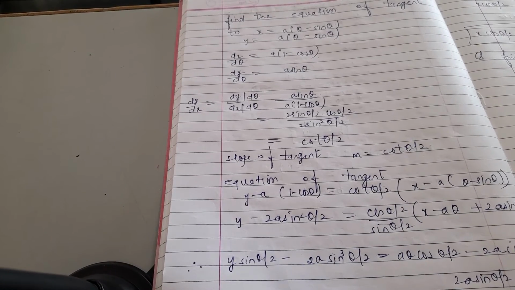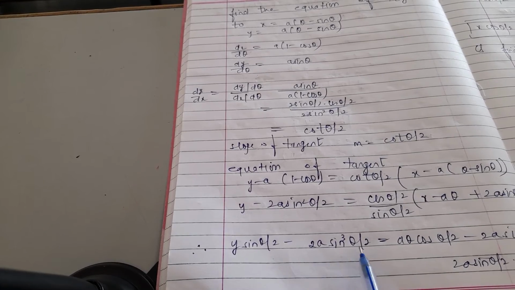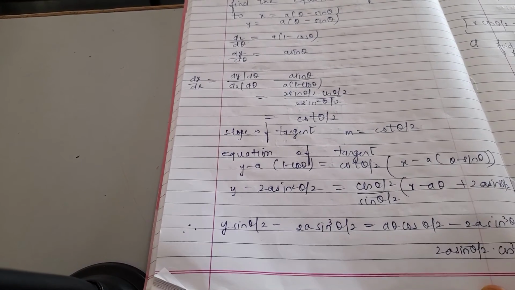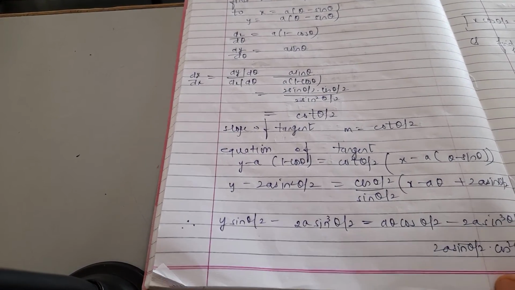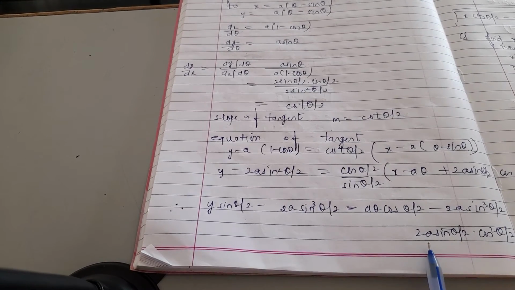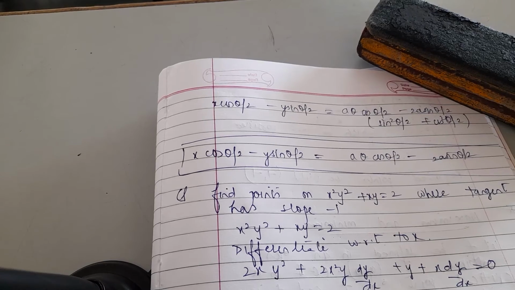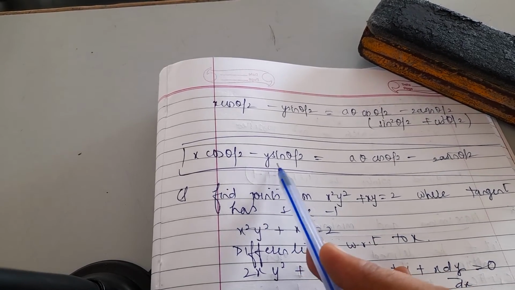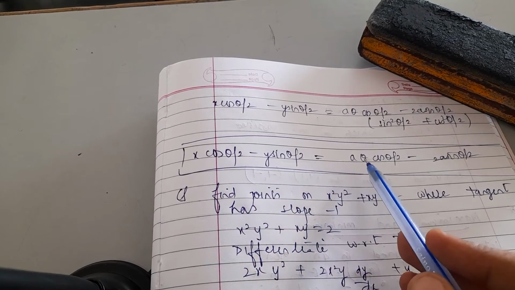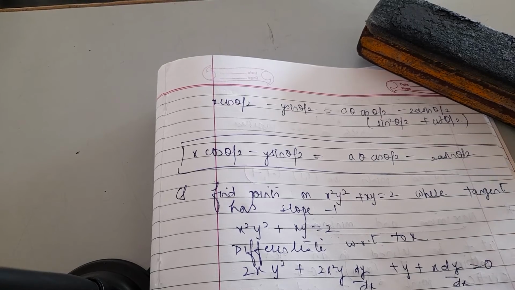But cot theta by 2 we can write as cos theta by 2 upon sin theta by 2. Throughout multiply with sin theta by 2. We get y sin theta by 2 minus 2a sin cube theta by 2 equal to a theta into cos theta by 2 minus a sin theta cos theta by 2 minus 2a sin cube theta by 2 minus 2a sin theta by 2 into cos square theta by 2. So we get x cos theta by 2 minus y sin theta by 2 equal to a theta cos theta by 2 minus 2a sin theta by 2.